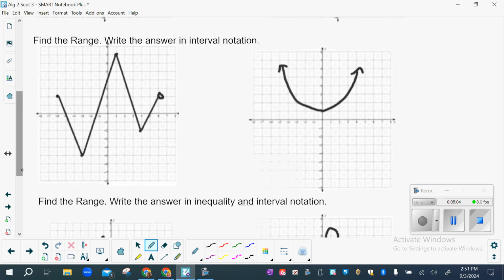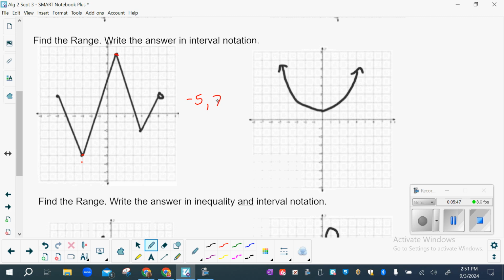Looking at this graph, what would be the smallest y value? What do you guys think about -5? So this point right here has a y value of -5, right? So we go -5, comma, and I'll tell you what to put on the outside in a bit. And then what would be our highest y value? 7. So this point right here would be our highest, and this would be our lowest. Does that make sense?